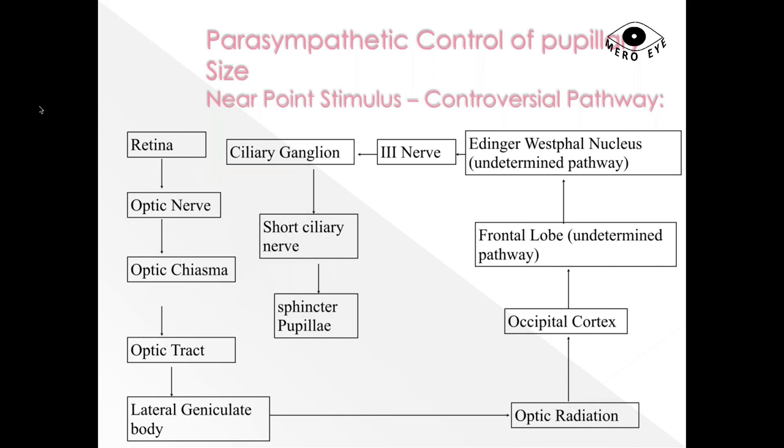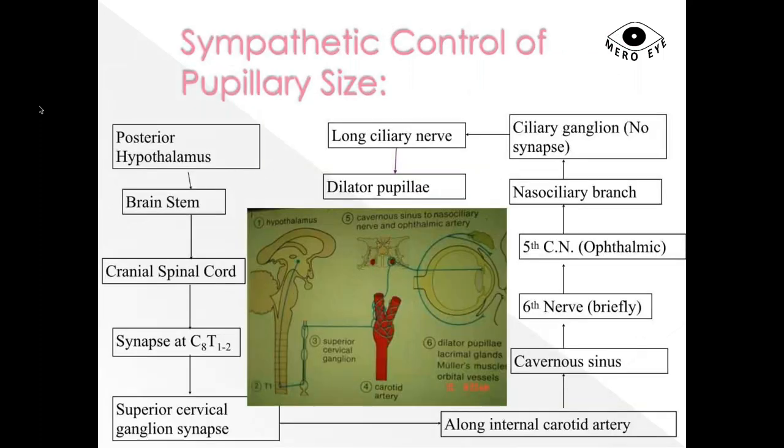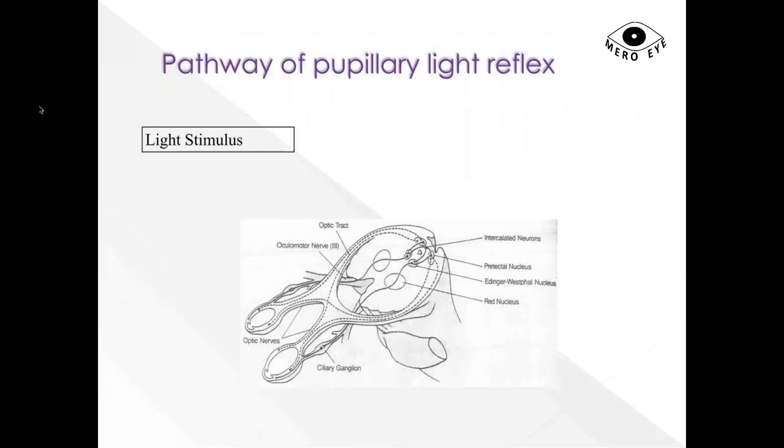From the occipital cortex, the fibers for the near reflex go to the frontal lobe. From the frontal lobe, the motor pathway fibers of the near reflex go via the Edinger-Westphal nucleus, by the third nerve to the ciliary ganglion, and by the short ciliary nerve they innervate the sphincter pupillae, causing constriction. So this was the parasympathetic control of the pupillary pathway.